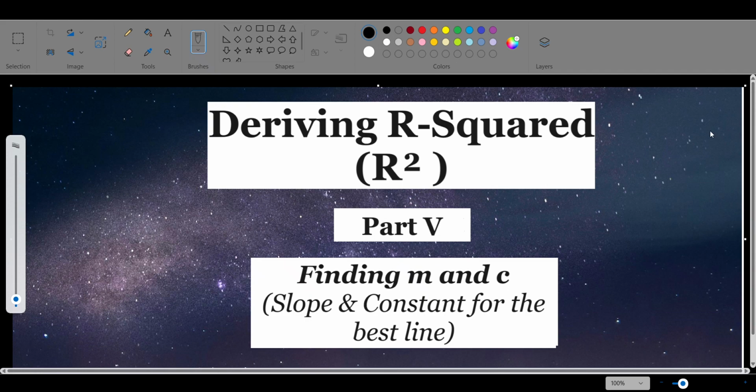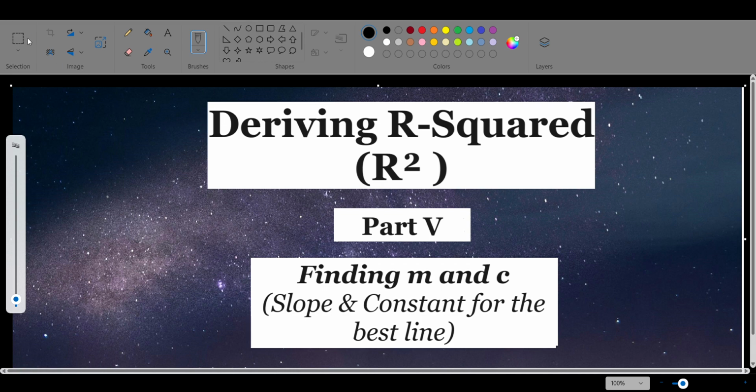Hi, welcome to part 5 of the video series Deriving R-squared. Today we are going to try and find the slope and the constant for the best possible line that can represent different data points in a data set. I would highly recommend watching the previous video so that this video makes more sense to you.